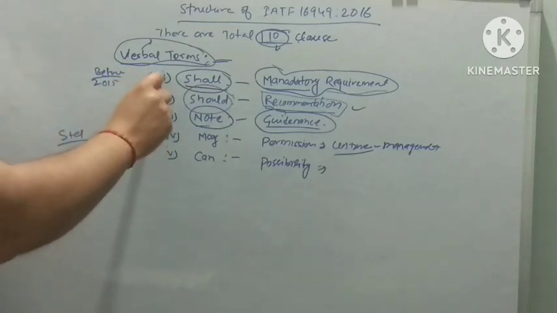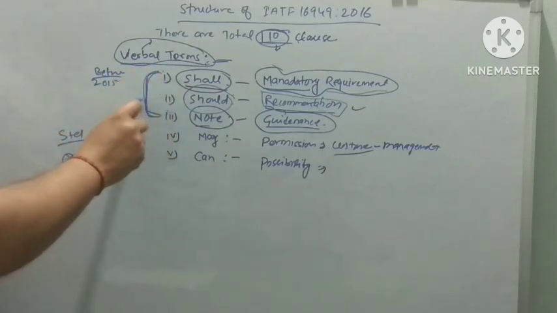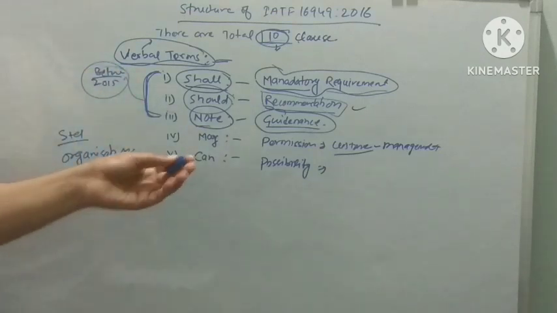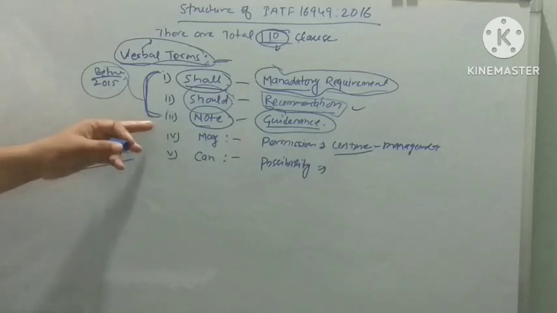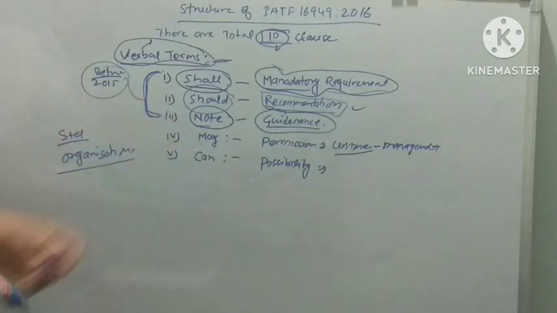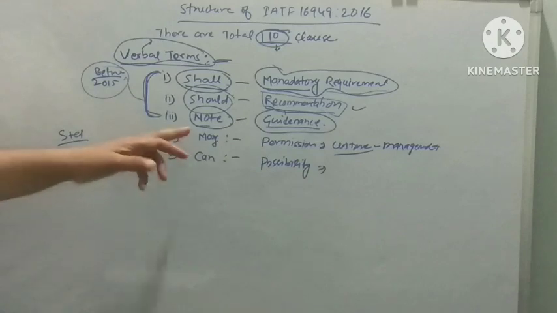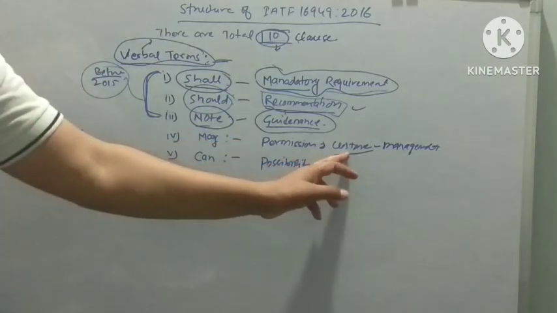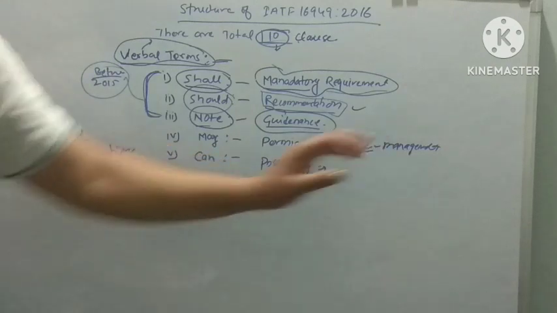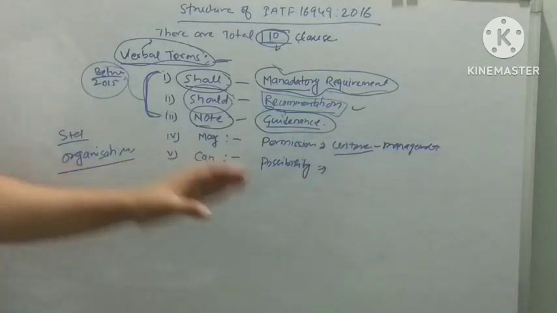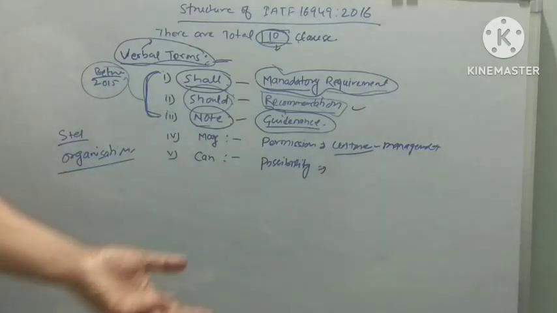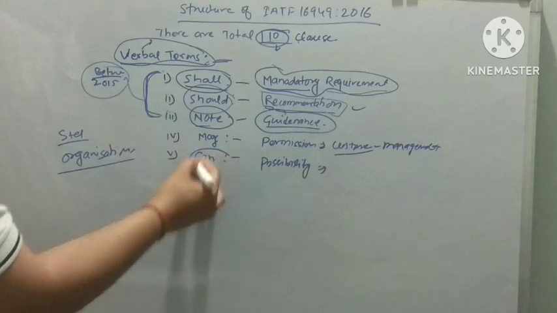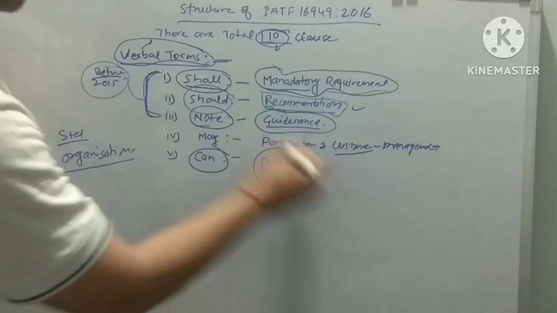These three verbal terms were also used in other standards before 2015. But may and can are newly introduced in IATF and ISO. May is permission. Where do you get the permission? You will get the permission from your customer and management. And the last one is can, possibility. It may be, it may not be.